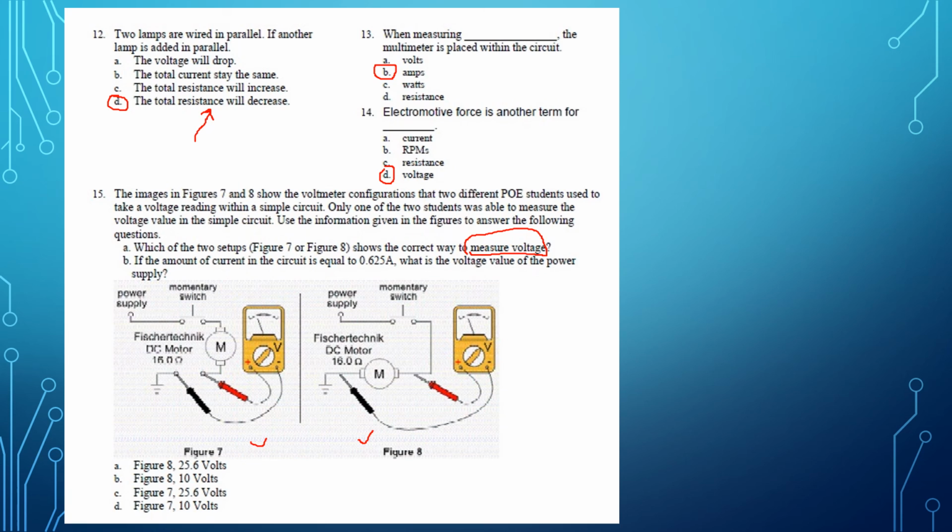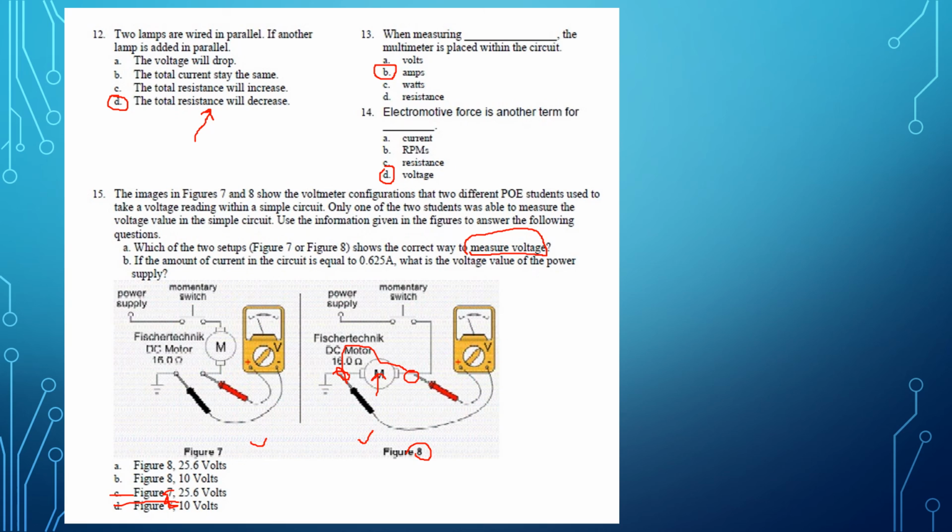In figure 7, what you're doing is you're actually making it part of the circuit. So that is set up to where it would be running and checking for amperage. Figure 8 is what you're looking for, because when you're measuring voltage, you're going to measure across a component. So if this is the motor here, you're measuring across it. So you're trying to figure out what voltage is going through it. So you're automatically going to eliminate option C and option D, because those are talking about figure 7.